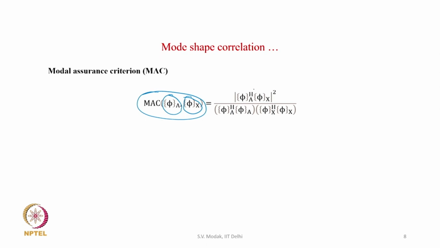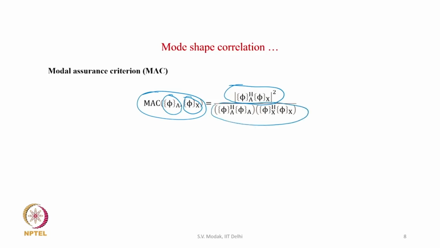So, the numerator of this expression consists of the square of the magnitude of the dot product between the FE model mode shape and the experimental mode shape. Here the Hermitian transpose is used to take the dot product, because in general the mode shapes could be complex. And then the denominator is a scaling factor.